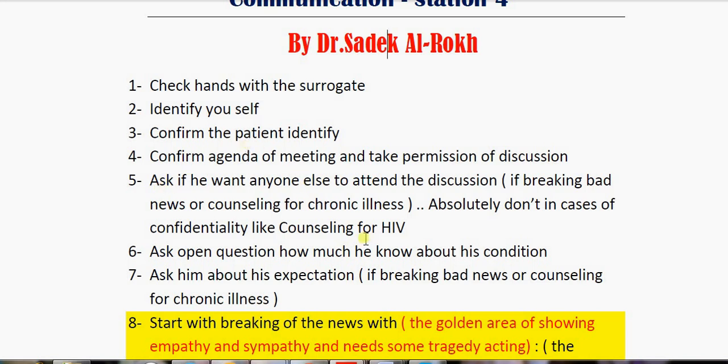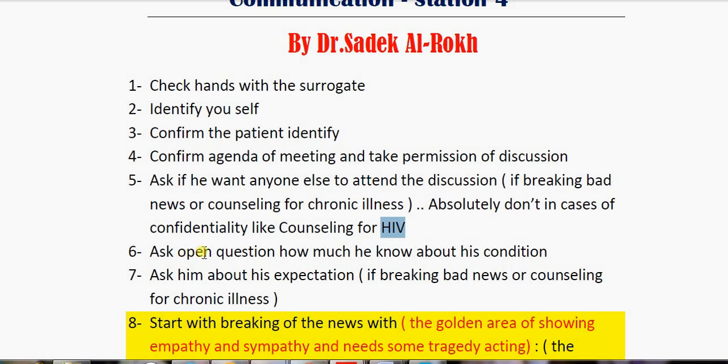But in cases like HIV counseling, for example, you are not advised to ask. It is absolutely contraindicated to ask the patient if he wants anyone else to attend the discussion, because there is a matter of confidentiality here, which must not be broken. So ask if he wants anyone else to attend the discussion, but in some cases like counseling for HIV, where breaking confidentiality is contraindicated, you don't ask him.